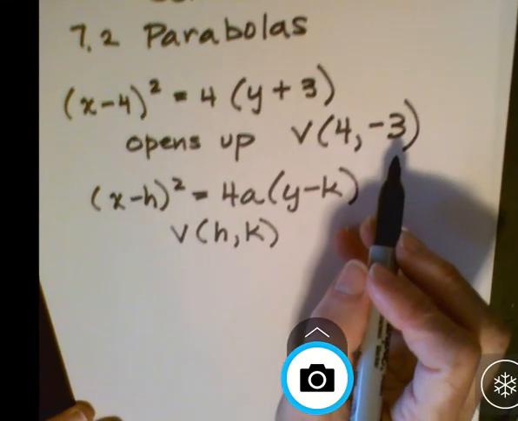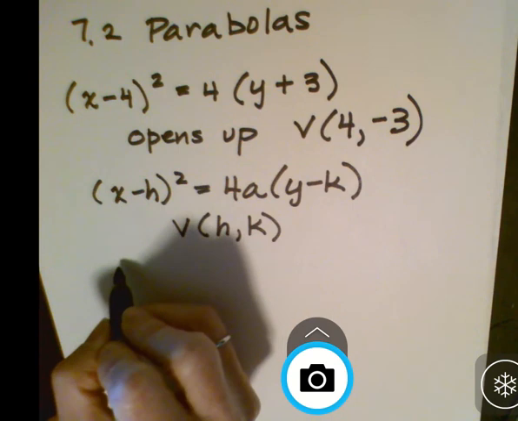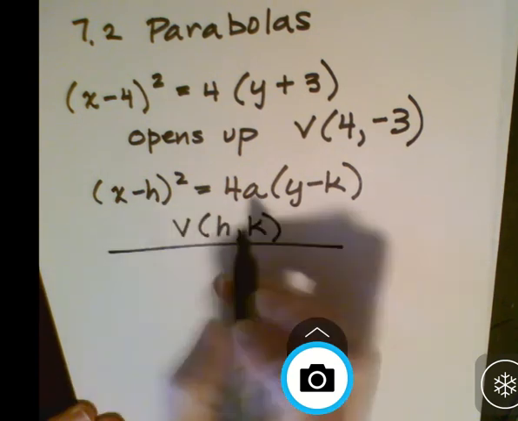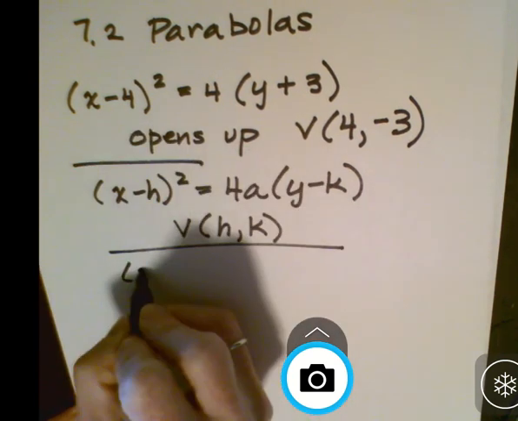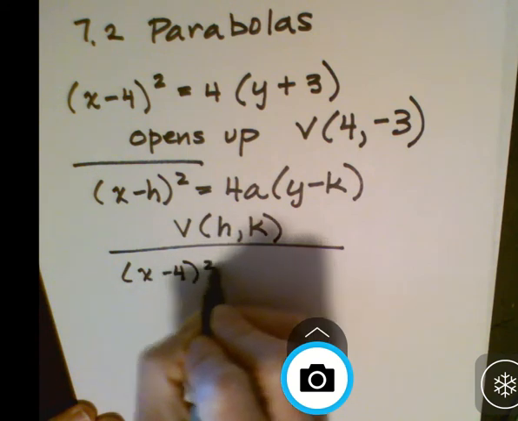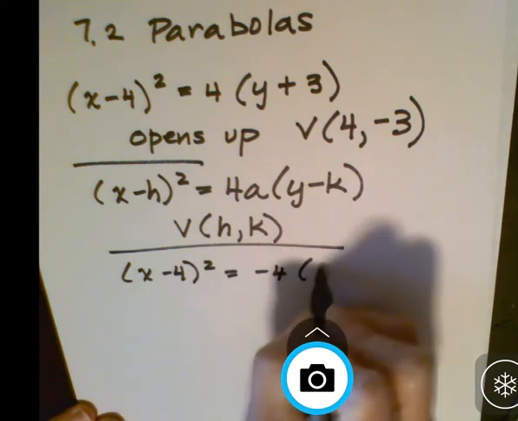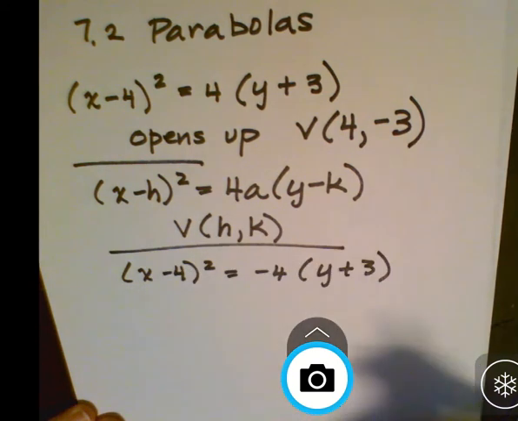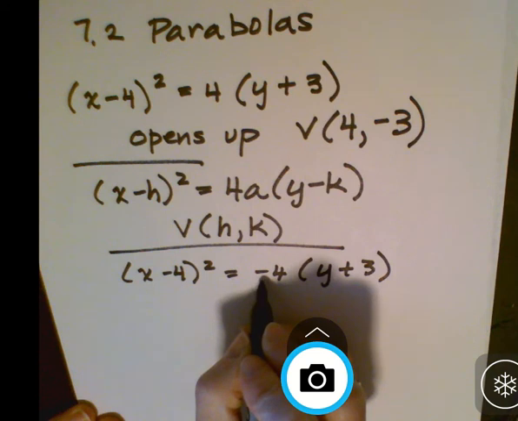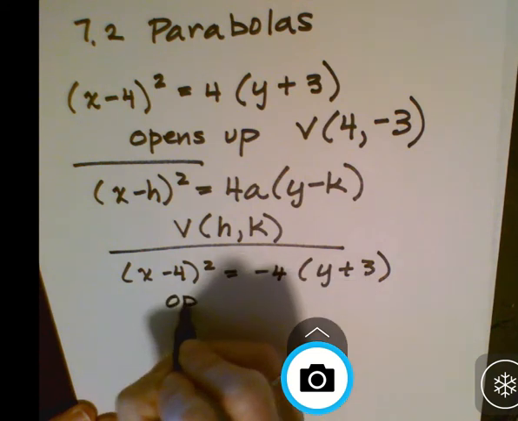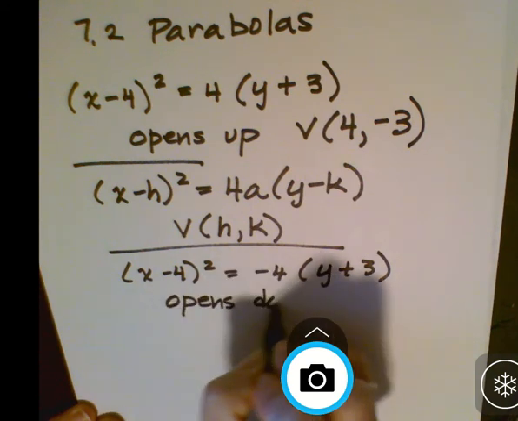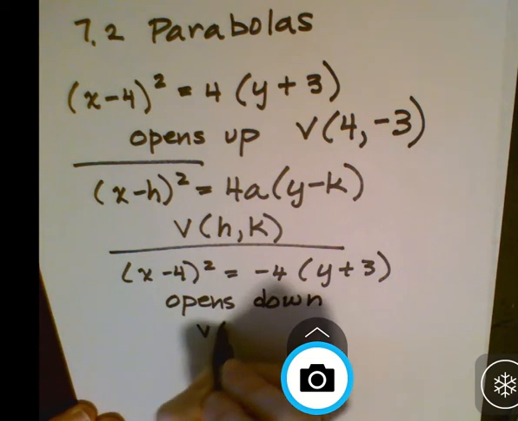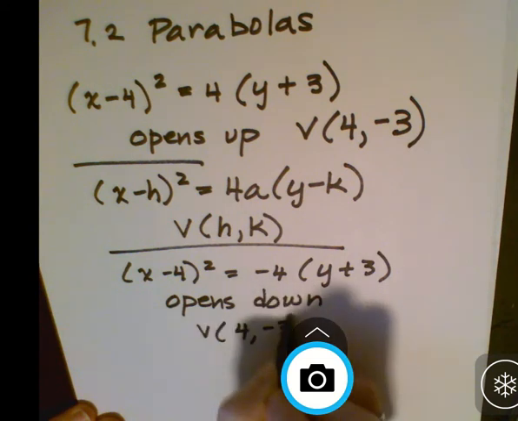negative 3. So if I wanted this one to open down, and this is our standard, let's see, x minus 4 squared equals negative 4 times y plus 3. This negative right here now means that this is a parabola that opens down, but it has the same vertex, right? 4, negative 3.